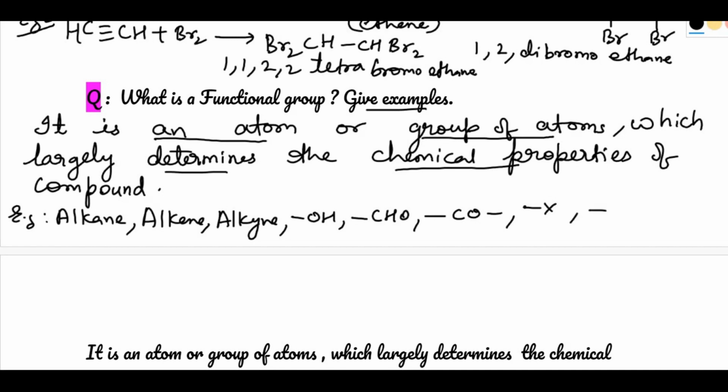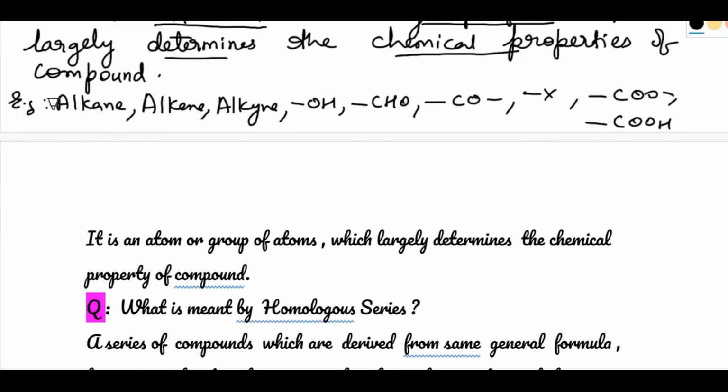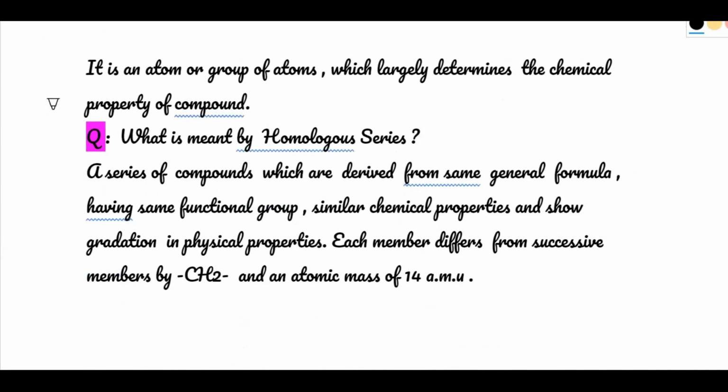Then there is ester. And there is carboxylic acid, COOH. So these are the examples of functional groups. The functional group, those atoms, determine whether it is alcohol, aldehyde, ketone or ester. So a functional group is an atom or group of atoms which largely determines the chemical properties of the compound.